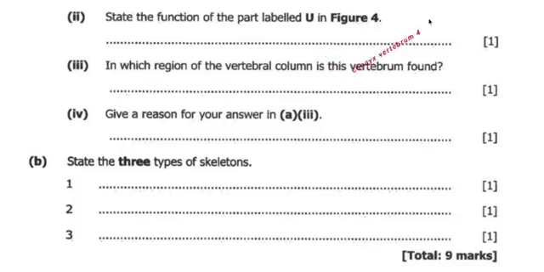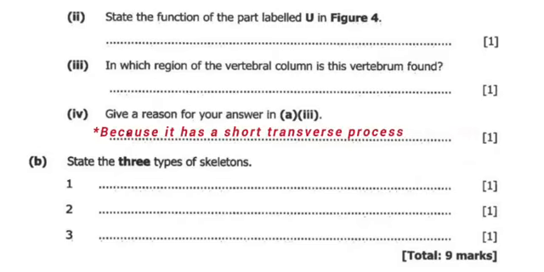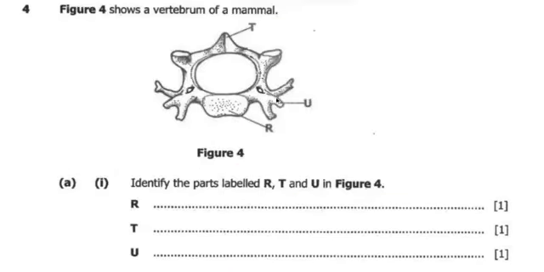When it comes to cervical, it is found in the neck region. Thoracic is found in the chest region. Here we need to give the reason for our answer. Why is it found in the chest region? One, we can say it has short transverse processes. As you can see here, these transverse processes are short. Apart from that, the neurospine is also short, because in the chest region there are vital organs. If the neurospine were long, it would pierce the organs.